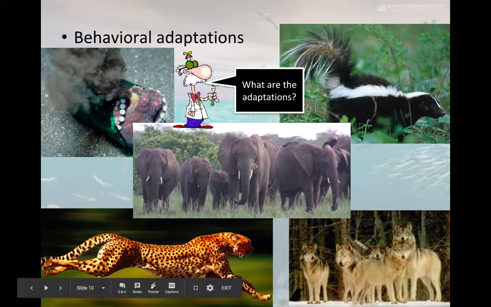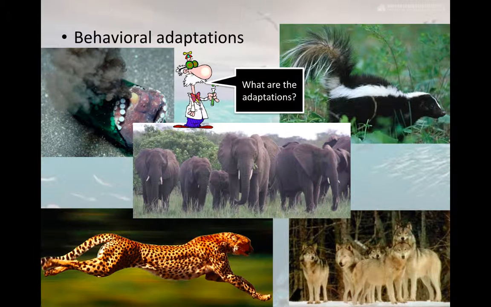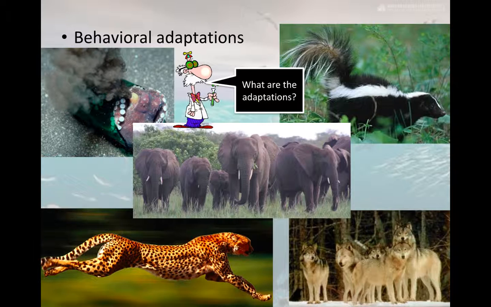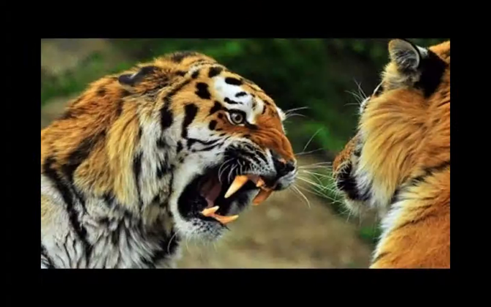And down here, we have our cheetah. This is a behavioral adaptation: its speed, how it runs. Again, it makes it a better hunter. So these are all adaptations that they do. This is an action they do, and it makes them better at either hunting or not getting killed.